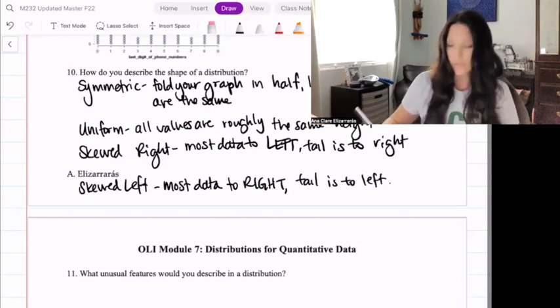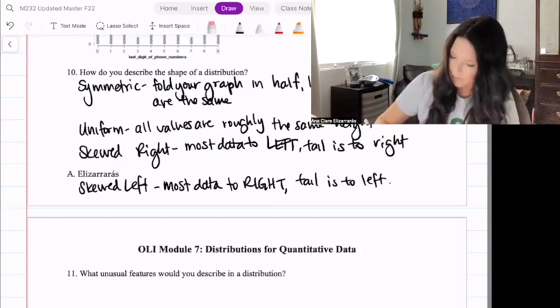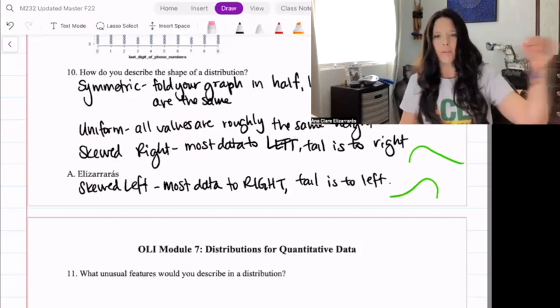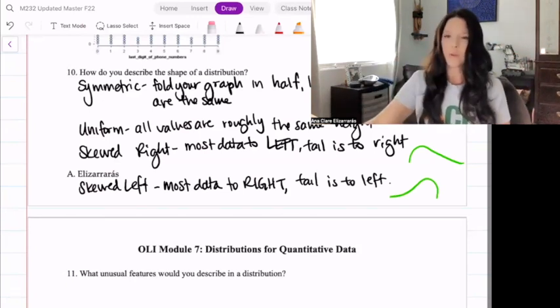A distribution that is skewed to the right might look something like this. And a distribution that's skewed to the left might look something like that. So your tail, the lower part, is pulled out towards wherever your skewness is.